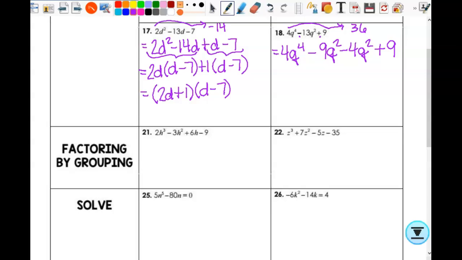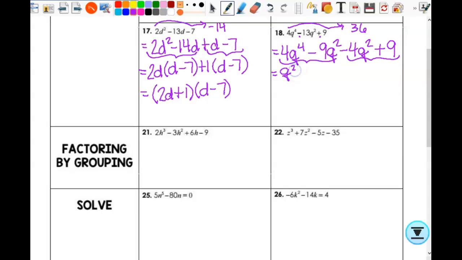And we could have put the 4 first. I flipped it on purpose so I could talk about something. But so now that I'm here, I'm going to factor. I'm going to group them. And then I can factor out here. I can't factor out a number, but I can factor out a q squared, right?